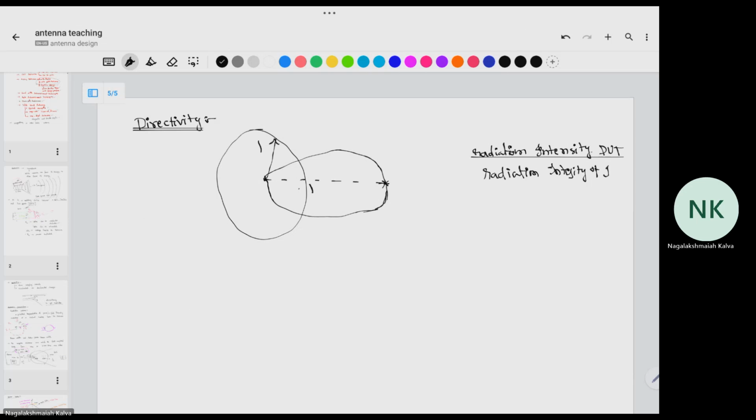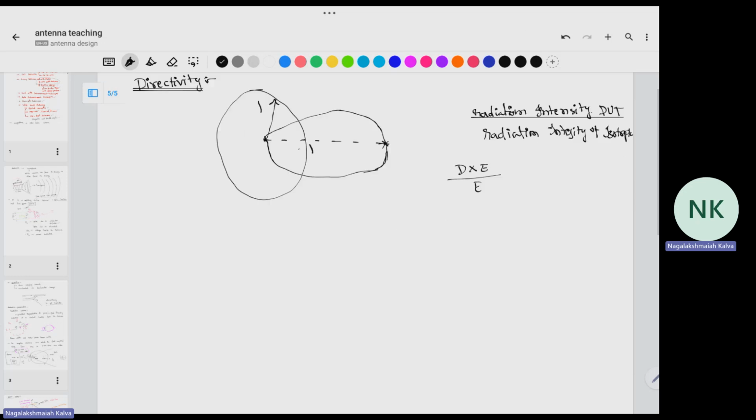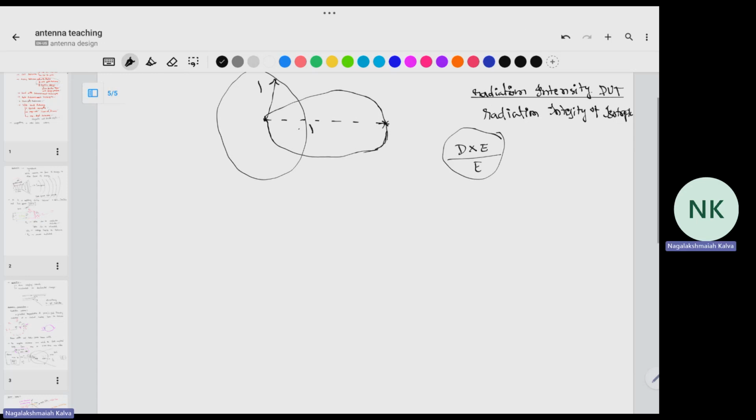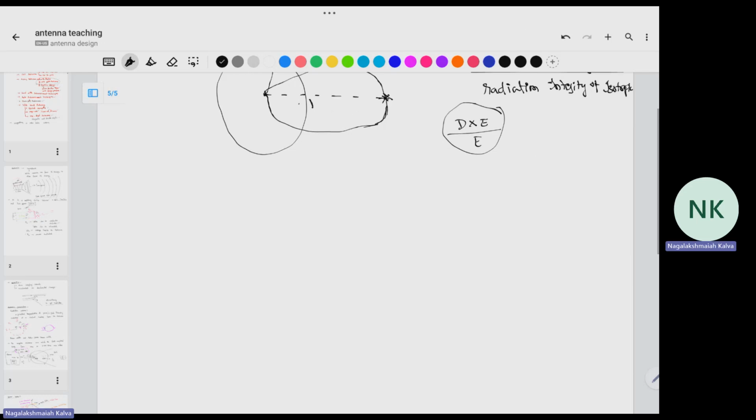of an isotropic radiator. If you have an isotropic radiator, suppose your intensity might be E. The DUT will have a directional property multiplied by whatever isotropic intensity you have. So you can directly define it as just a ratio, which is how much extra power you are concentrating in this direction when compared to an isotropic radiator.